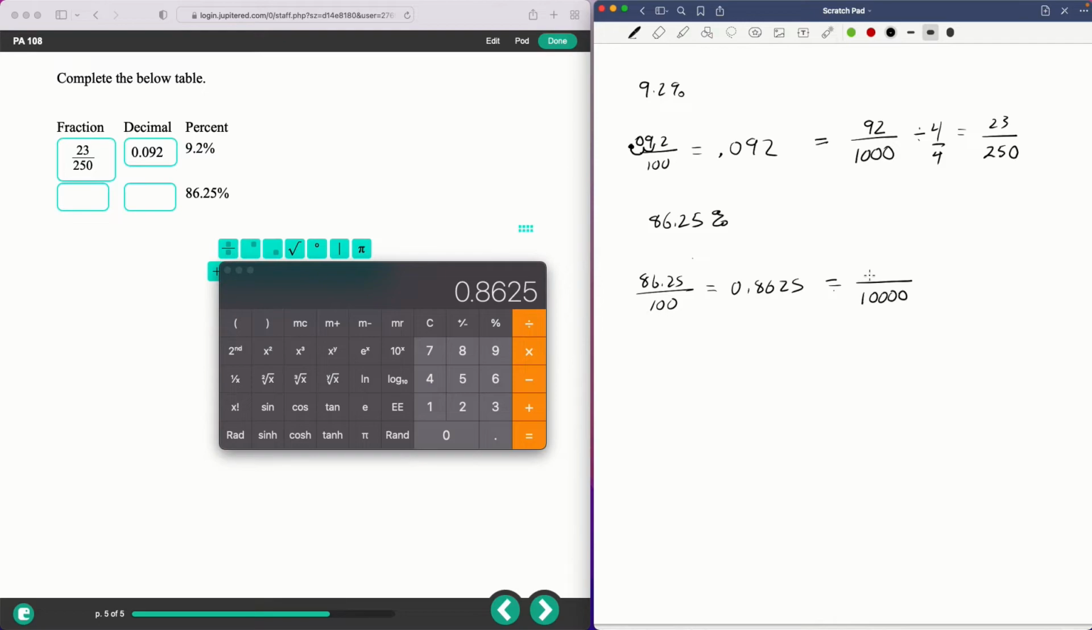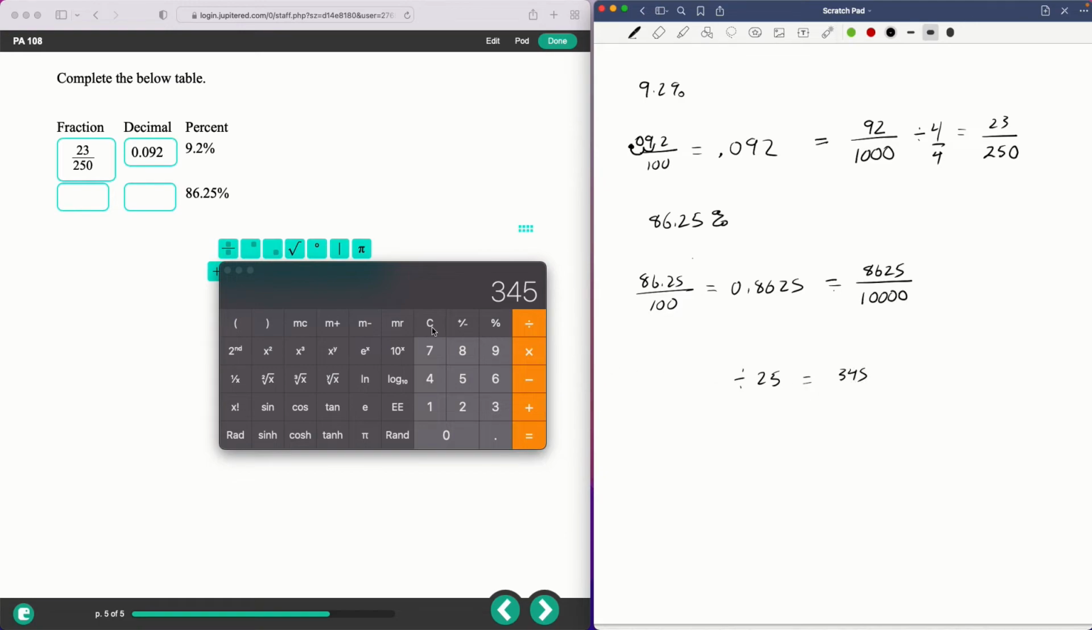And we write this whole number above the top. 8625. All right. So now we just reduce. We reduce this. So let's reduce 8625. Let's see if we can reduce it by 25. Divided by 25, we get a whole number. So divided by 25 on the top equals 345.